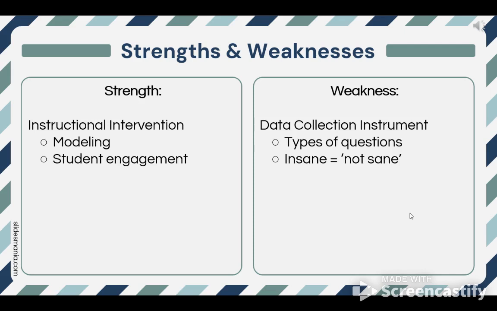So more morphologically, they define the word correctly, but now I want to take it another step further, and I think that this data collection instrument could have had another component where I was able to see if, once they wrote not sane, they could then tell me, well, what does not sane mean? And so I think the data collection instrument maybe just needed one more aspect.